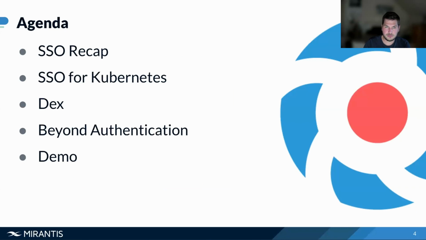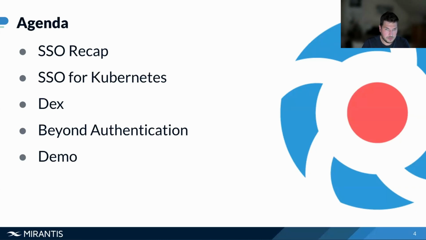So what's on the agenda for today? We will start with a short SSO recap. So what does single sign-on actually mean? What's the flow? And then we will move towards SSO for Kubernetes. Why is it maybe useful there? Why is it important? What do we gain? And with that, of course, we will use DEX, because DEX will enable us to provide single sign-on for our Kubernetes cluster. That's the main topic of today.